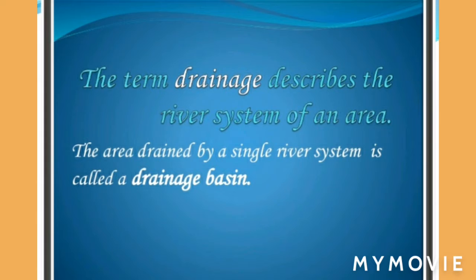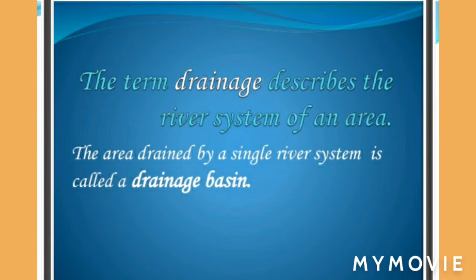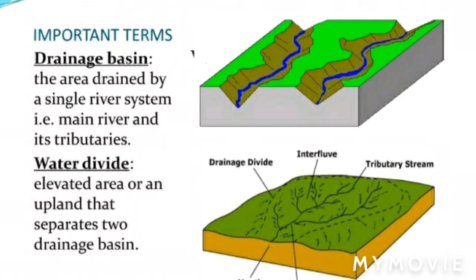Now, let us begin by discussing some definitions. Number one, the term drainage describes the river system of an area, whereas the area drained by a single river system is called a drainage basin. Any elevated area, such as a mountain or an upland, separates two drainage basins. Such an upland is known as a water divide.